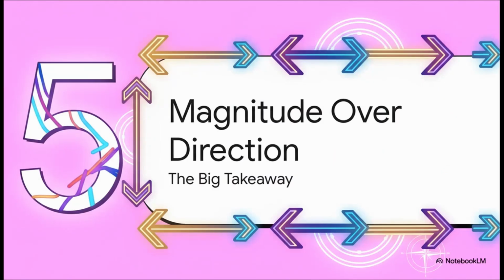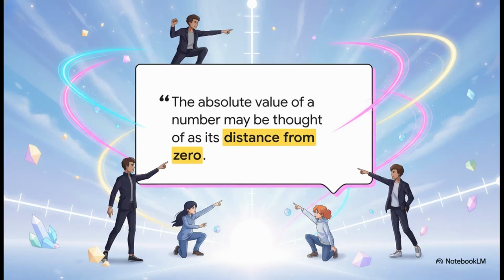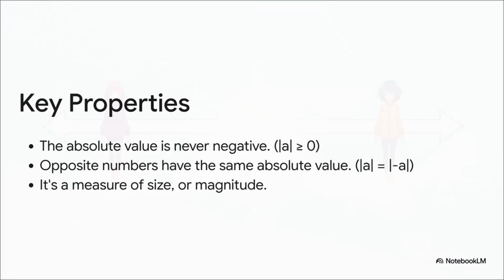So let's bring all this home. We've been on this little journey through positives and negatives, but what's the big takeaway here? It's all about knowing when to focus on the size, the magnitude, instead of the direction. This quote really just says it all, doesn't it? At its heart, that's what we've been exploring this whole time. Absolute value is a way to boil a number down to its purest essence, its size, its scale, its distance from the origin. And here are the most important properties to remember.